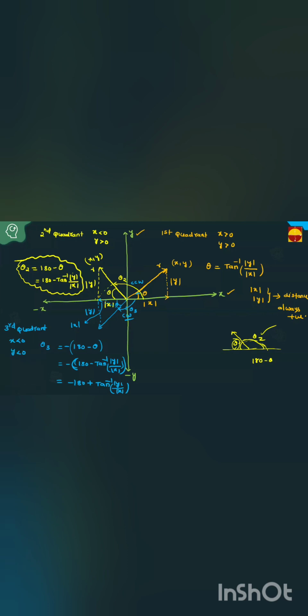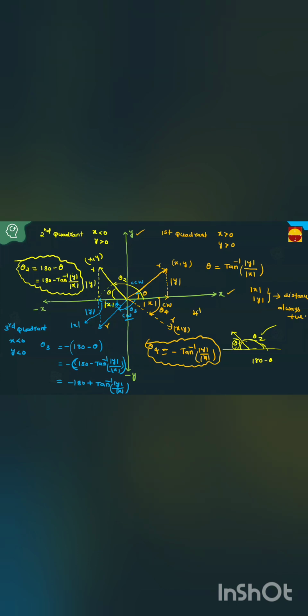I am calculating this vector. This is x comma y, with distance magnitude r. This angle is theta 4. Here also the angle is measured in clockwise direction now. If the angle is measured in clockwise, you take the negative: theta 4 equal to minus tan inverse y by x. This is from this point to this point only, theta 4. Modulus, you substitute positive values. Modulus is always positive.